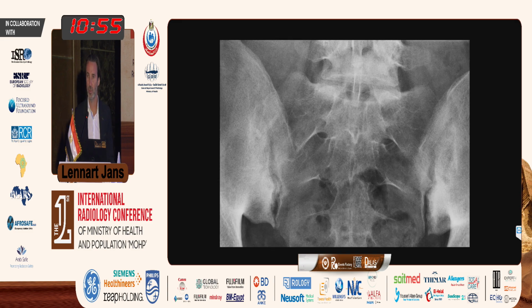So this is an example. So what do you think? Just have a look. Is this normal? There seems to be some erosion with pseudo-widening of the joint. And I do think that there is a bit of sclerosis as well, and this is seen on both sides. So this is a bilateral grade 2 sacroiliitis with erosion and sclerosis.